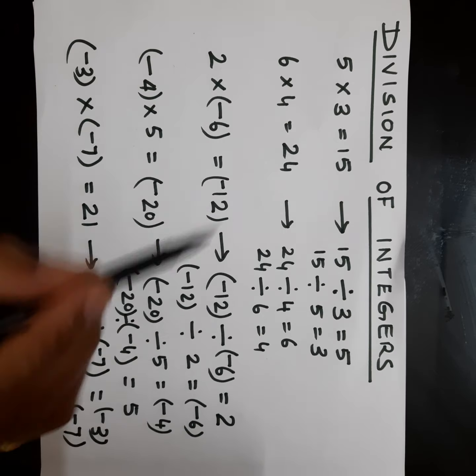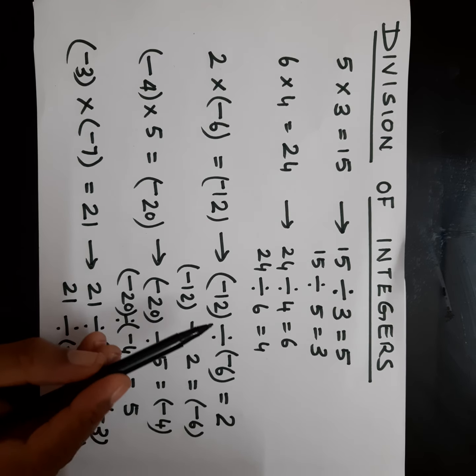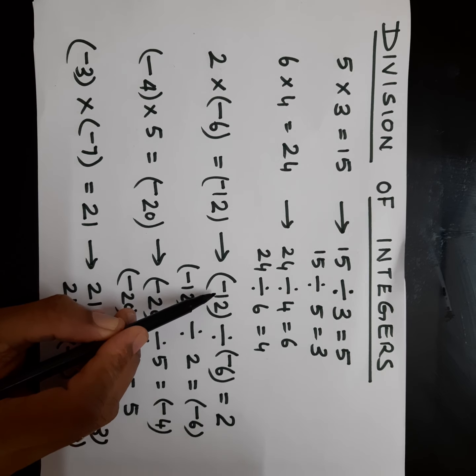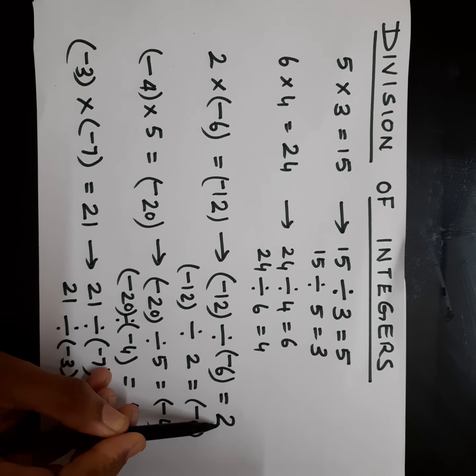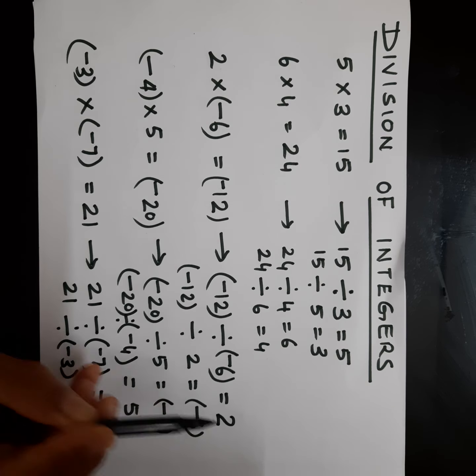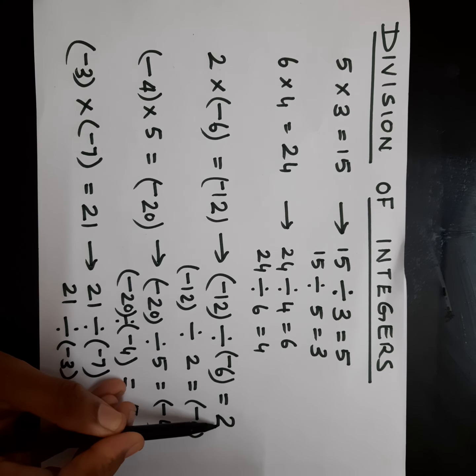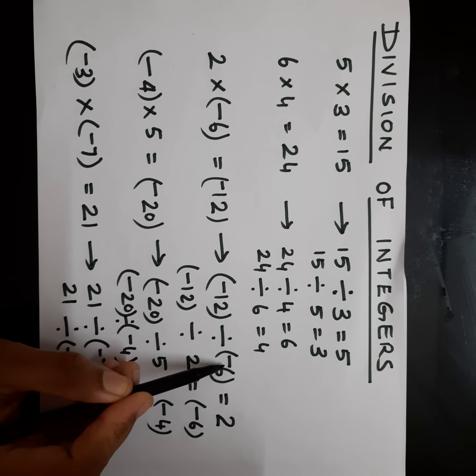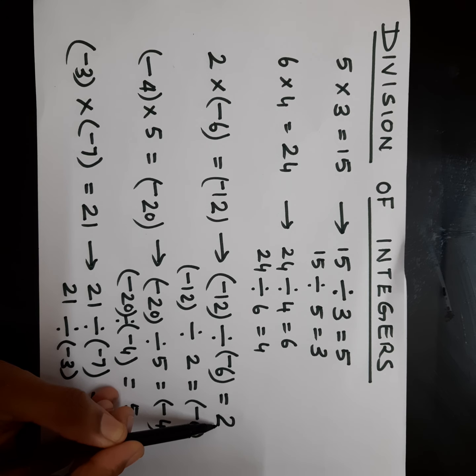From this we applied it for the integers also. Let us see very carefully here. When we are dividing minus 12 divided by minus 6, the answer, that is the quotient, is 2. How are we getting the number? 12 divided by 6 is 2, that we know. And when a negative number is divided by another negative number, the answer is positive.